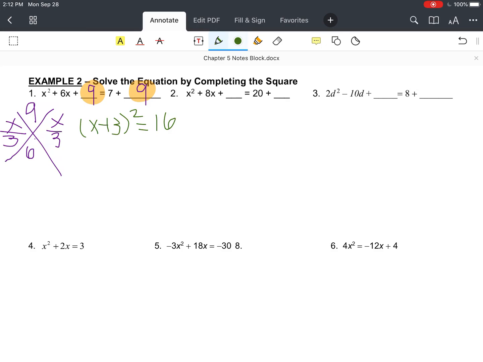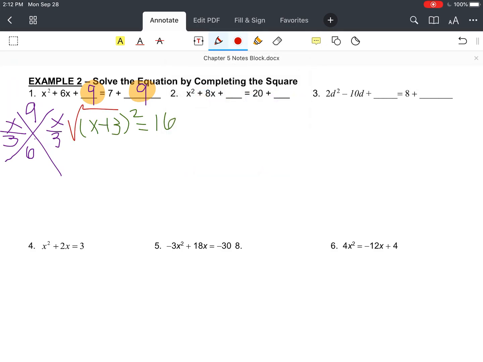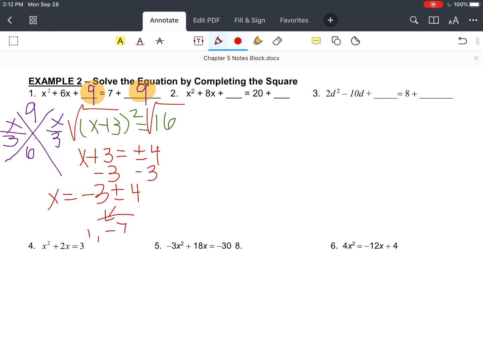Now I have an equation that looks a lot like the warm-up in letter C, or what we did yesterday. So to solve, I can take the square root of both sides. I'm left with x plus 3 equals plus or minus 4. Subtract 3 from both sides. So x equals negative 3 plus or minus 4. Again, I can actually find out what these numbers are. Negative 3 plus 4 is positive 1. Negative 3 minus 4 is negative 7. So those are your two answers for x, solving this equation.